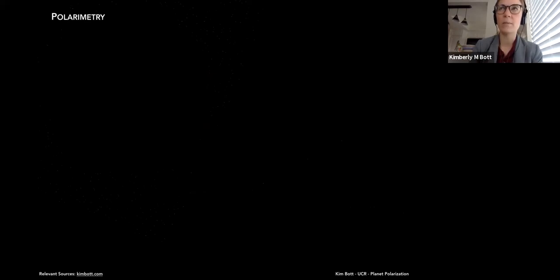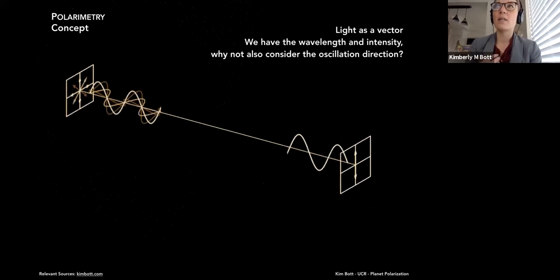I know a lot of people do not use polarimetry in their day-to-day work, and many of us probably had courses in undergrad that didn't even cover polarimetry. So just to get us on the same page, I like to conceptualize polarimetry of thinking of light as a vector. So when we think of light, we have these aspects like its wavelength and its intensity. And there's this additional aspect of the polarization, and that's the preference in the direction that the electric field oscillates.